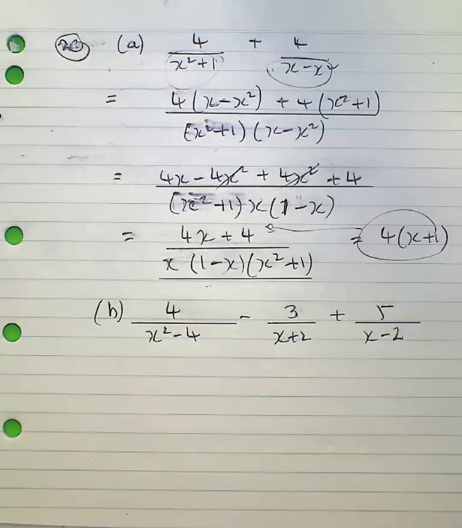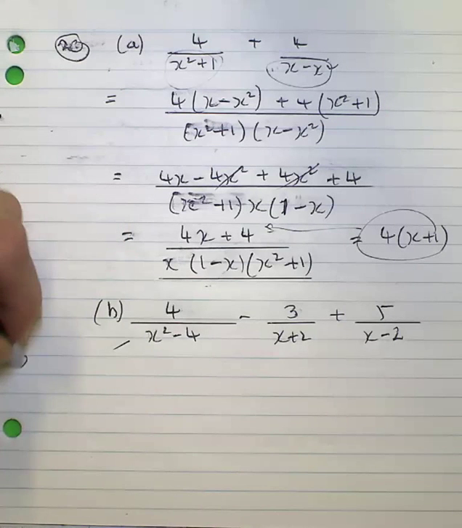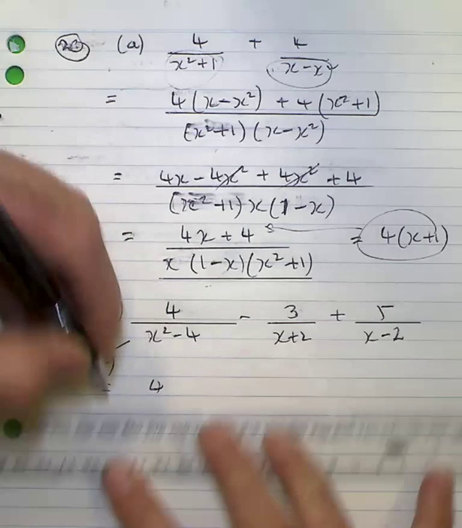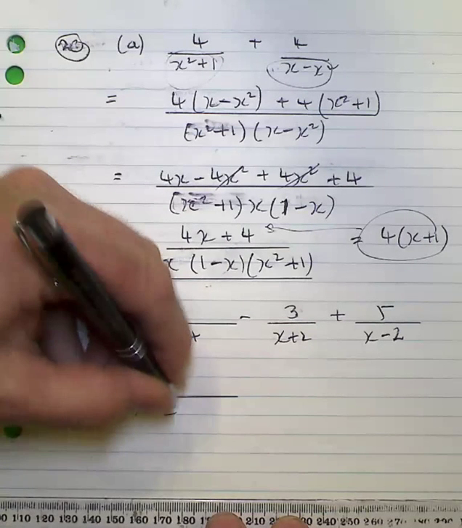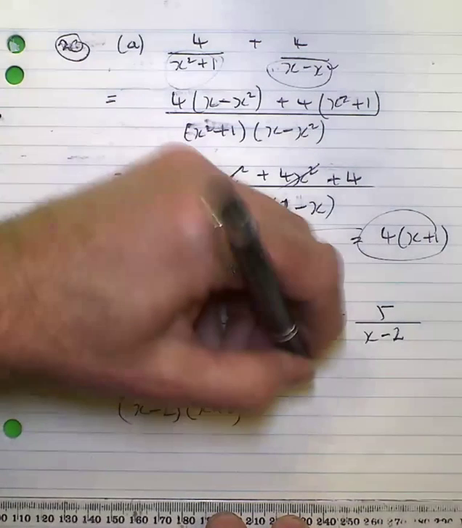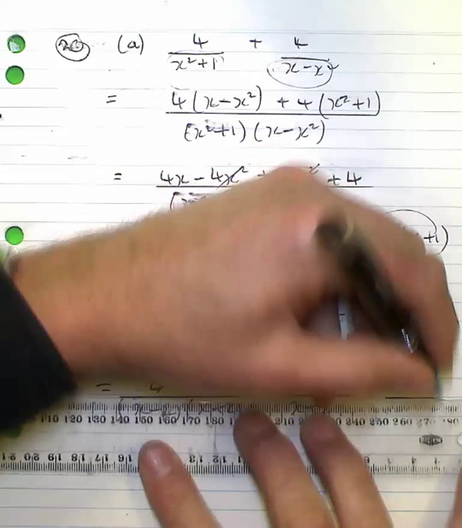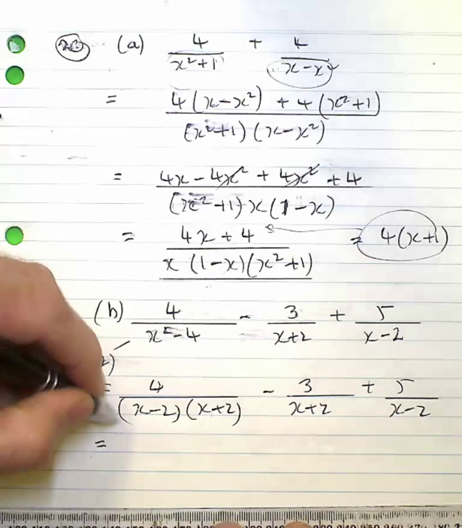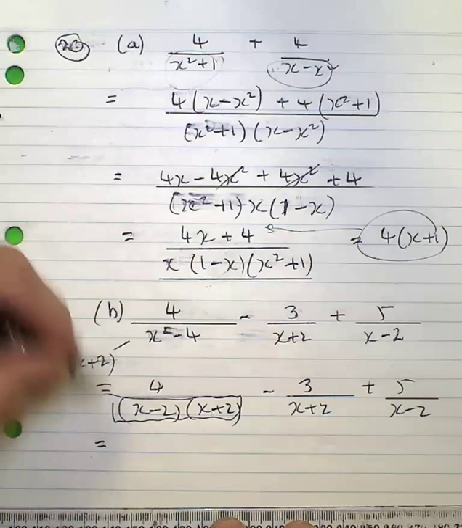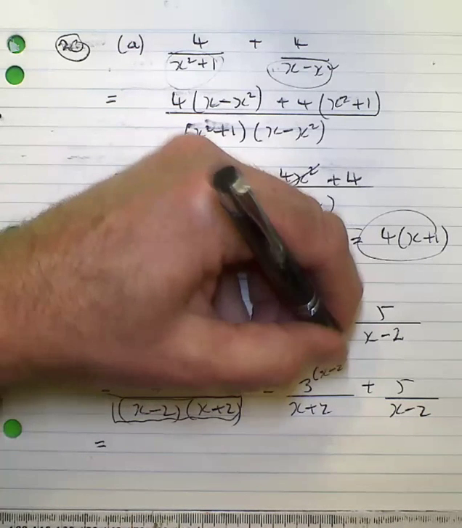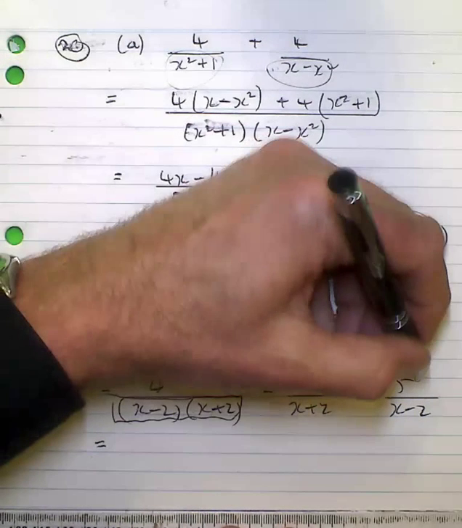Moving on to B, it doesn't look like we've got a lot common on the denominator, but what we can note is x squared minus 4 is a difference of 2 squares. So I'll just rewrite it along those lines. So as you can see, to make the lowest common denominator x minus 2 lots of x plus 2's, I'm going to have to multiply the 3 by x minus 2 and the plus 5 by x plus 2.